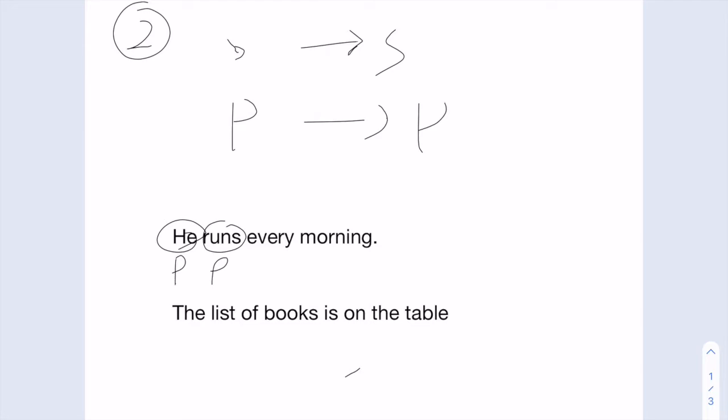The subject noun in this case is the list, because "of books" is a prepositional phrase. So for any prepositional phrases or adjectives that describe the subject, you can just pretend they're not there. Just erase them, and say "The list is on the table," right? So list is a singular subject, and is is also singular. That means that they match.